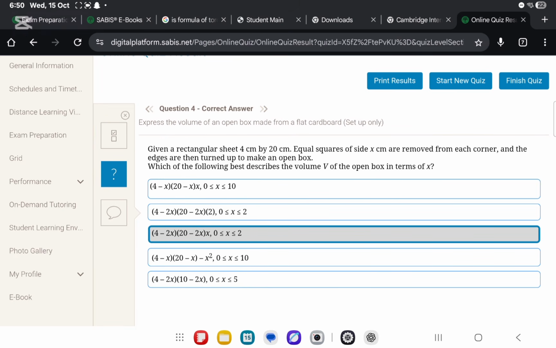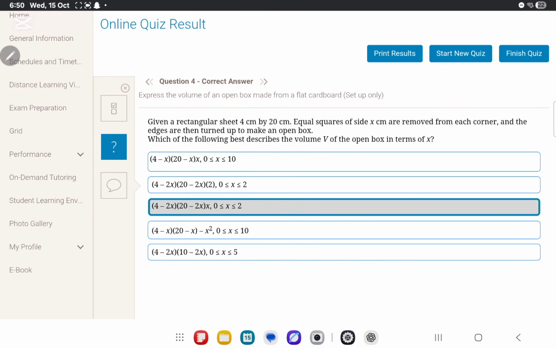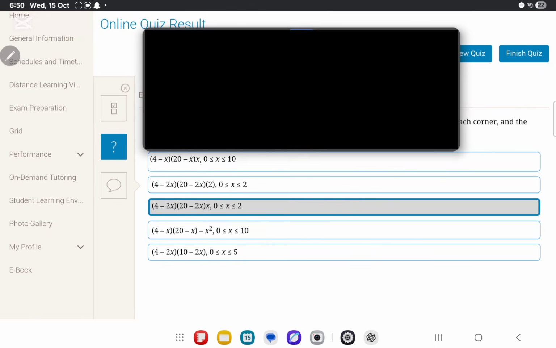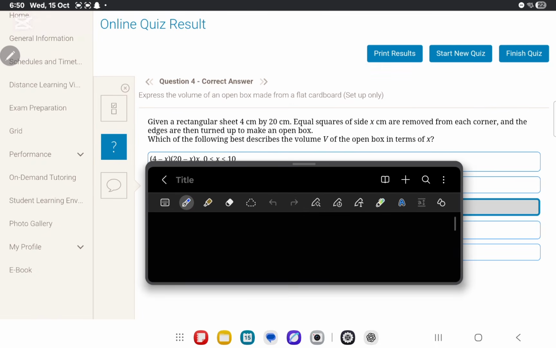Given a rectangular sheet, 4 centimeters by 20 centimeters, each square of side x removed. Now I'm going to show you the drawing here because this is very annoying to draw. So first of all, they have a rectangular sheet. Now it was 20 centimeters and 4 centimeters. What they did is they removed a part of it. Okay, now they cut out.